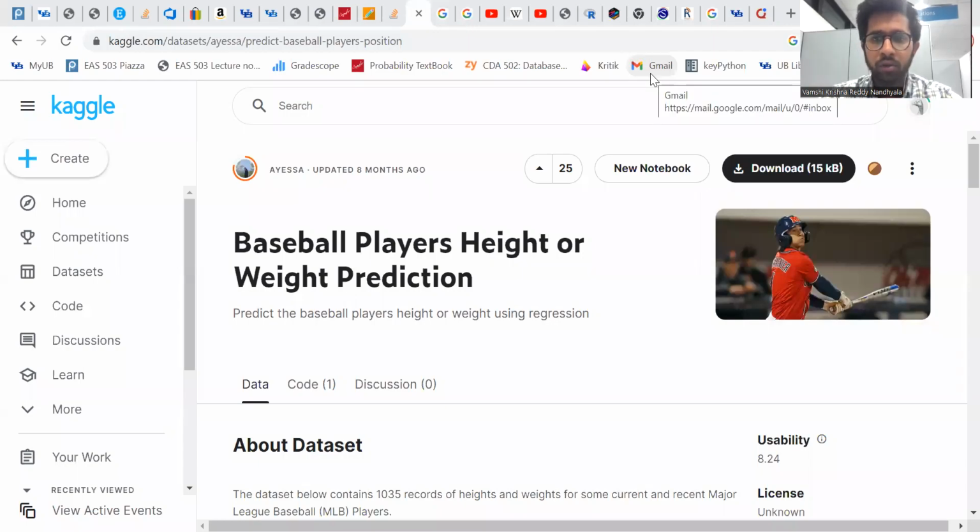Hello everyone, I'm going to present this session as part of my final project submission for the course Probability Theory. In this session, I'm going to discuss the concepts that were discussed in the classroom. I'm going to apply all those concepts to the data set which I have taken from Kaggle. This data set is baseball players' height and weight prediction.